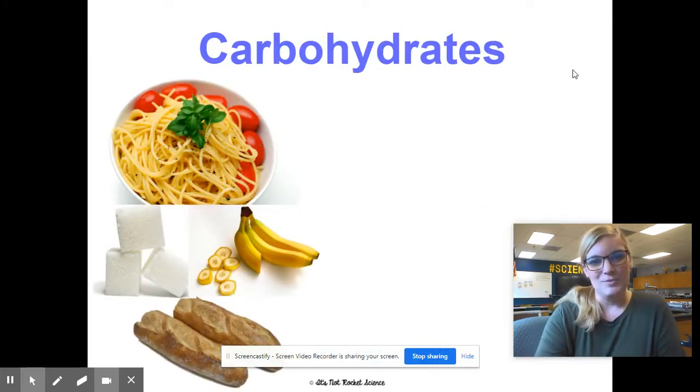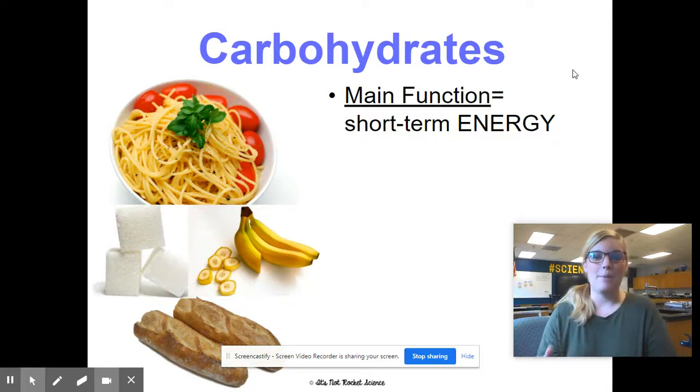So let's talk carbohydrates first. This is kind of one of my favorites because I think it's so easily recognizable. So the main function or the main reason we need carbs is that it's short-term energy.